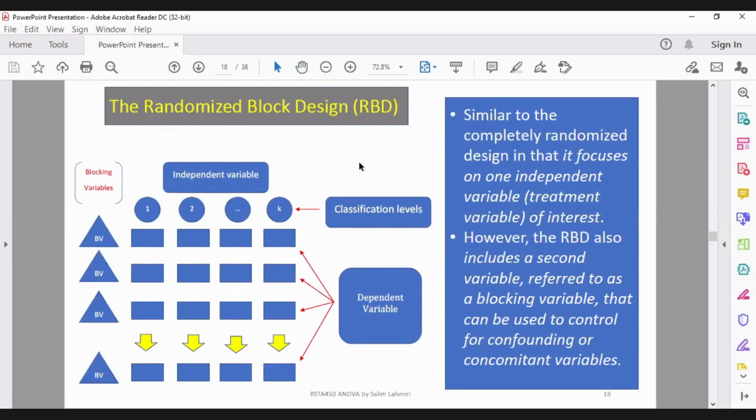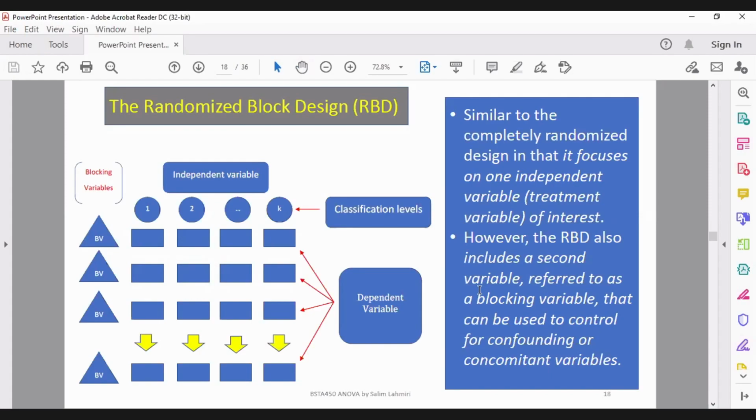Okay, now look at randomized block design, which is very similar to the completely randomized design. It focuses on one independent variable, the treatment variable of interest. But the randomized block design also includes a second variable.